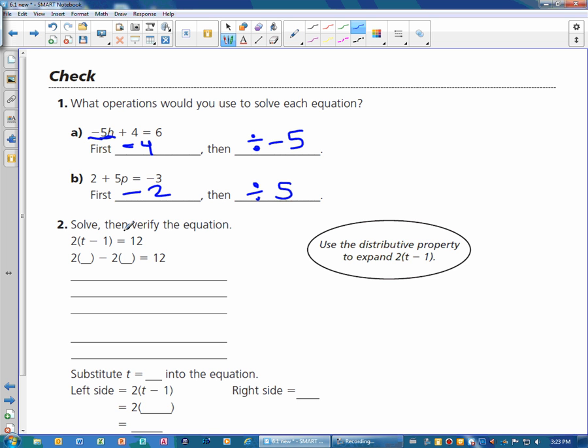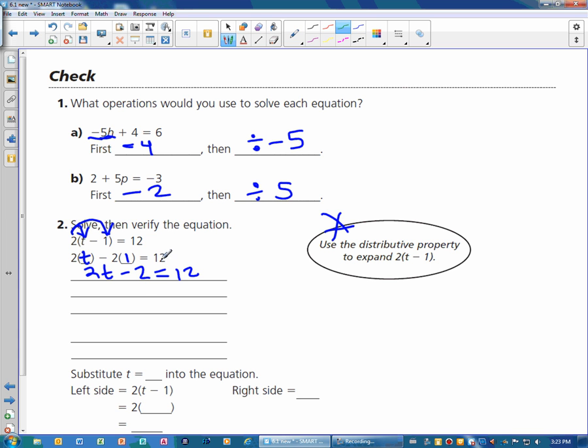All right, number 2, solve and then verify the equation. It's giving you a little hint here. Use the distributive property to expand 2 times t minus 1. So distribute and expand means make sure that 2 gets multiplied by everything inside of the bracket. So I'm going to say 2 times t and 2 times 1. So I have 2t minus 2 is 12.